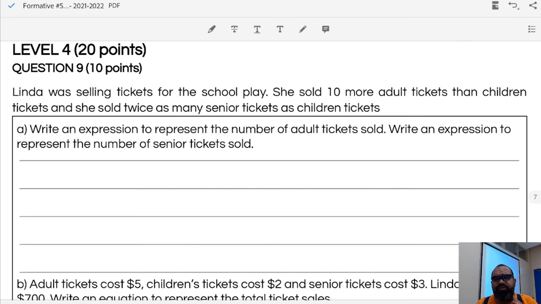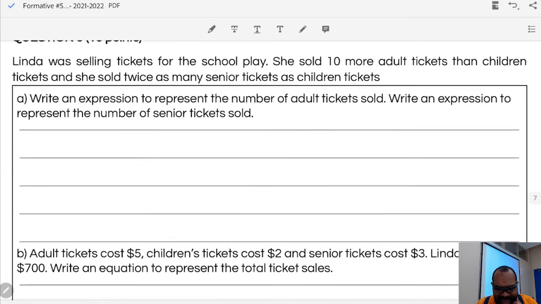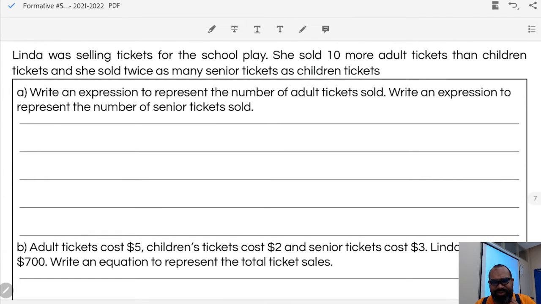Linda was selling tickets for the school play. She sold 10 more adult tickets than children tickets, and she sold twice as many senior tickets as children tickets. Guys, one thing I like to help you with when I have a word problem is to read again and translate, pick all the information. Read again, and write down the information you have.